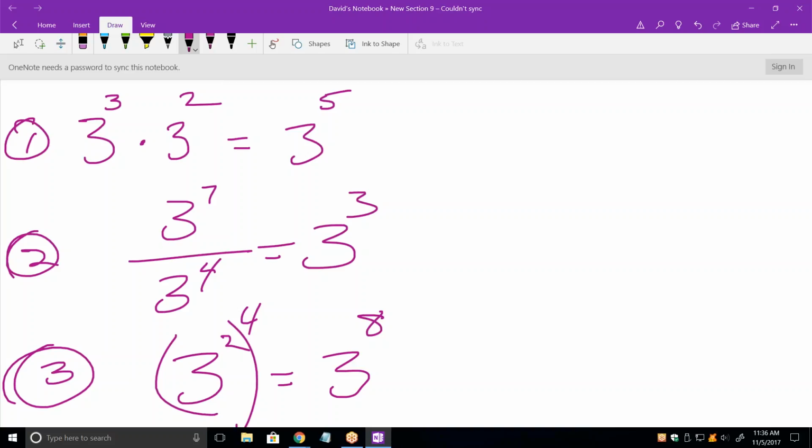Okay. My next one is parentheses 2 to the 4th, and then close them, and then it's squared. Okay, what's that, based on my 3 rules? It is 8. Give me the final answer. 2 to the 8th. Okay, good. What else you got?